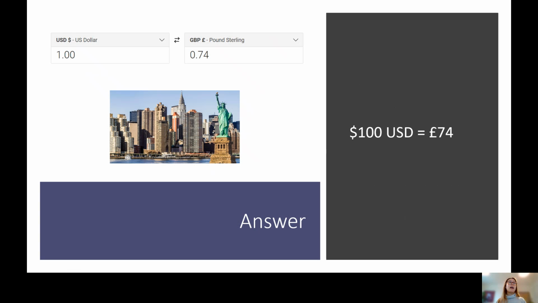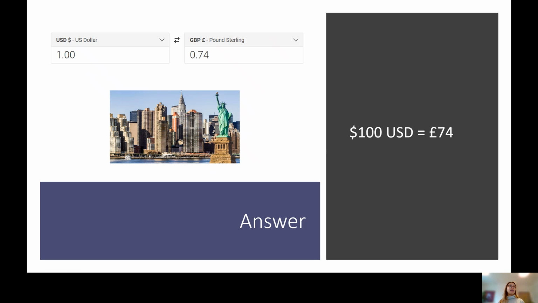Well, I know that to get from $1 to $100, I multiply 1 by 100. So I would do the same thing to my pounds, just like in fractions. 0.74 times 100 equals 74 pounds. Therefore, $100 would equal 74 pounds.